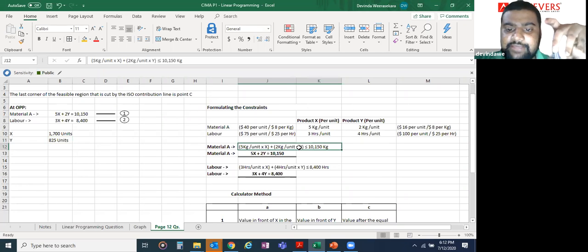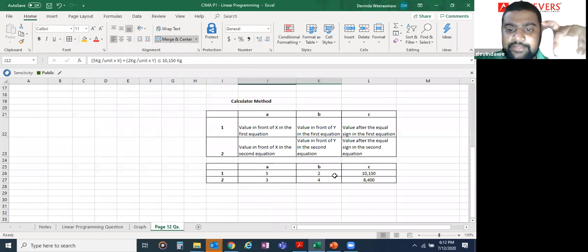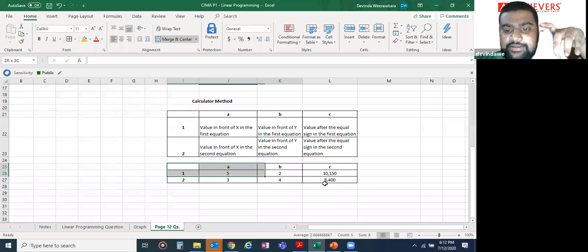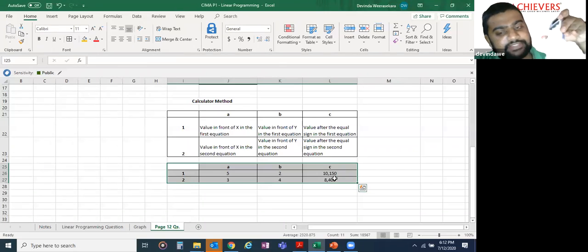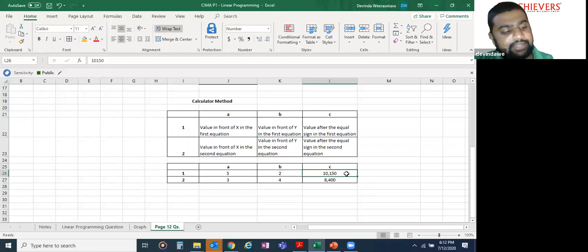Basically, it's the same table that we filled here, right? So you just have to enter it. Now the cell that has been selected is A1. So A1, type number 5 and press equal. Then it will automatically move to B1, type number 2 and press equal, right? Then it will automatically move to C1, type 10,150 and press equal.